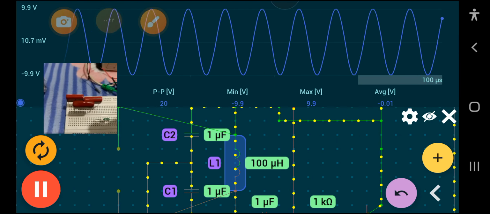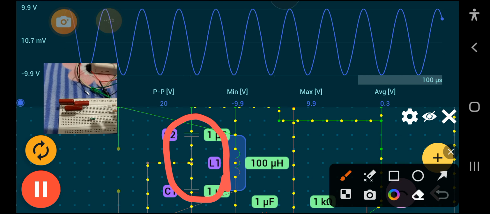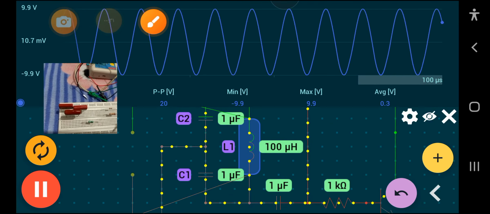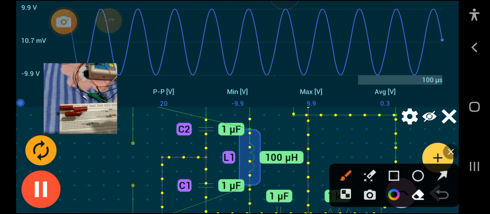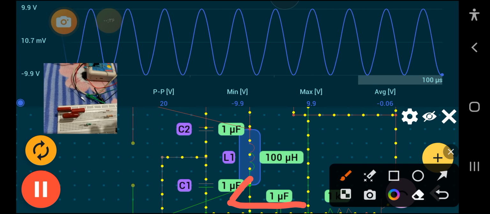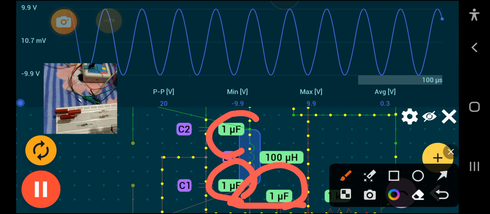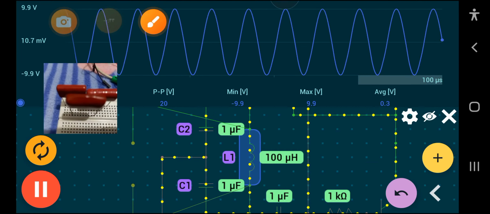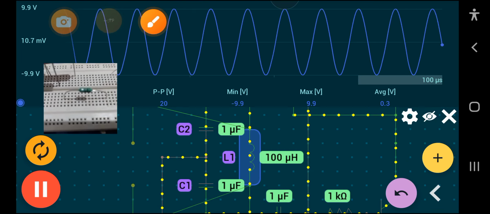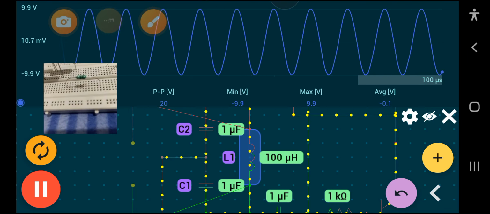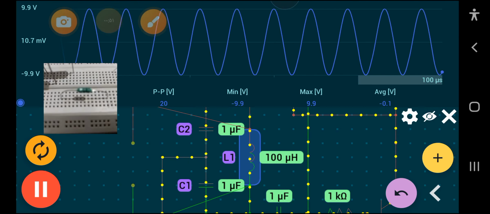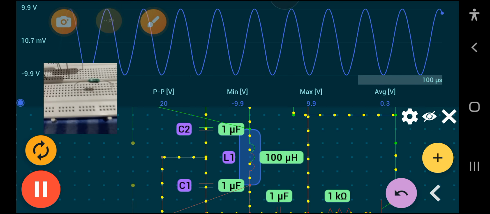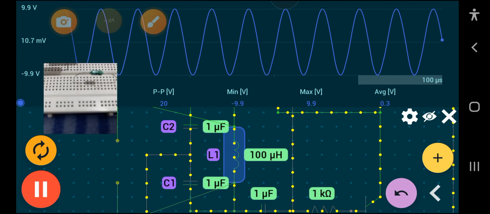These are three capacitors. Let me show better to you. These are red capacitors, 1 microfarad capacitors of this circuit, and this is the inductor of this circuit.